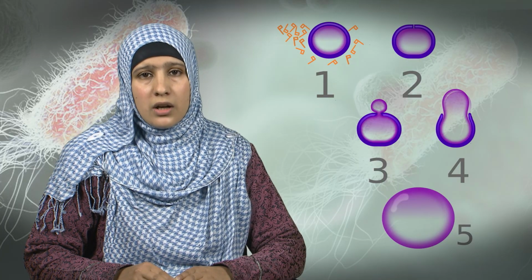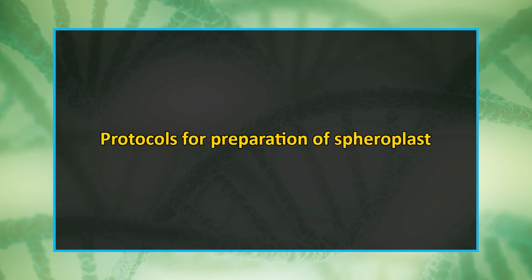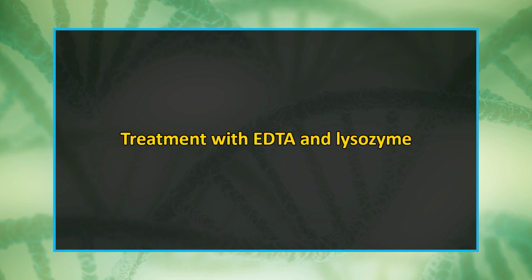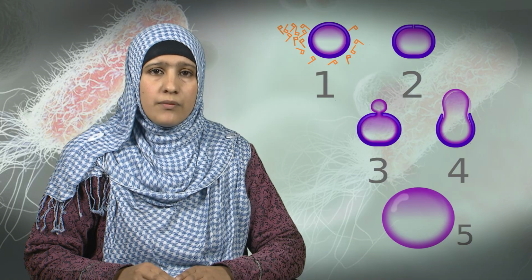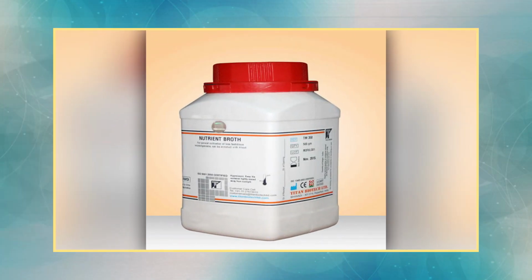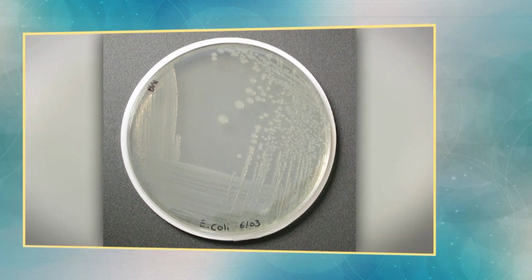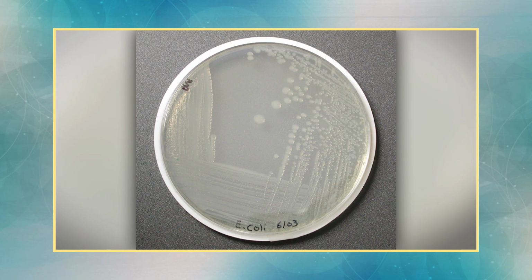Now, let's talk about different protocols for preparation of spheroplasts. Number 1, treatment with EDTA and lysozyme. This method was given by Voss in 1964. In this method, a nutrient broth of 100 milliliters in a 500 milliliter flask is inoculated from a 16 hour agar culture of Escherichia coli and shaken for 24 hours at 37 degrees Celsius.